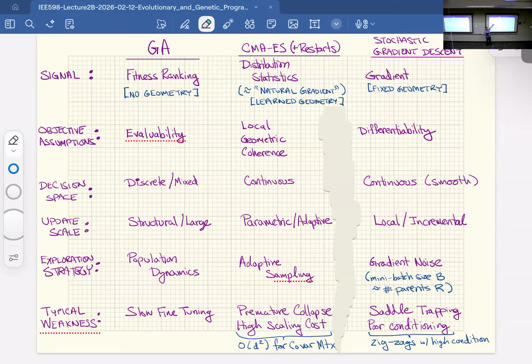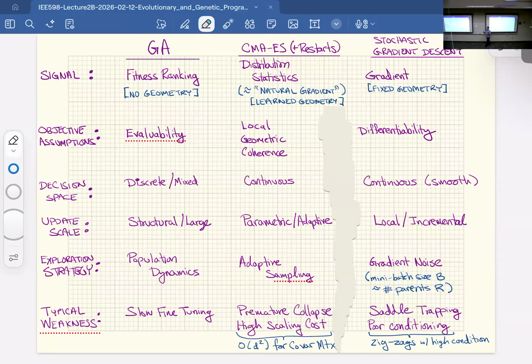So when it stagnates, it can restart, and a lot of times the restarts will use a larger population size or a more diverse population. So it'll spread out a little bit more, and then hopefully it'll find anything nearby that it missed the first time around. But huge scaling cost.